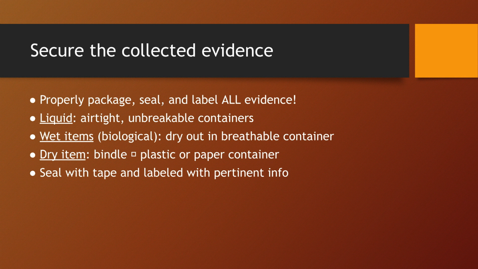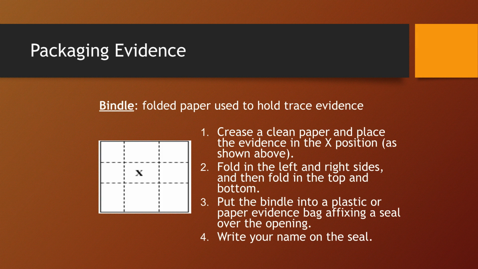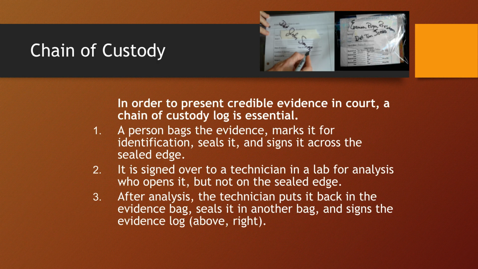The final S is to secure the collected evidence. All evidence must be properly packaged, sealed, and labeled. Liquids require airtight containers, while wet biological items must be dried out in a breathable container before packaging. A bindle, which is folded paper, is used to hold trace evidence. Crease clean paper, place the evidence, fold the sides, and place the bindle into an evidence bag, sealing it and signing across the seal. A chain of custody log is essential for credible evidence in court.